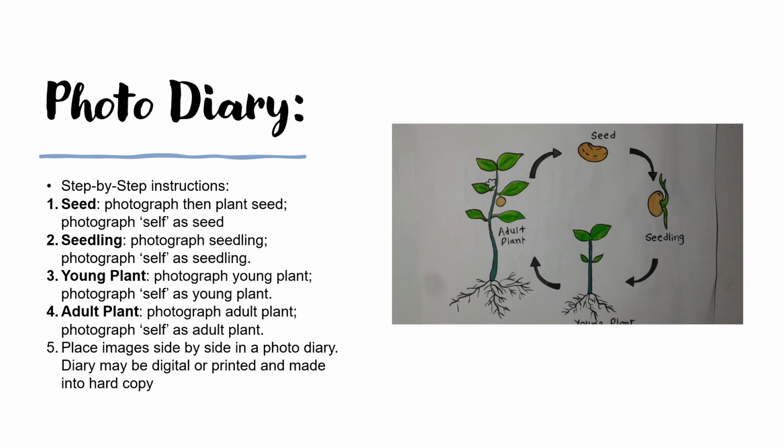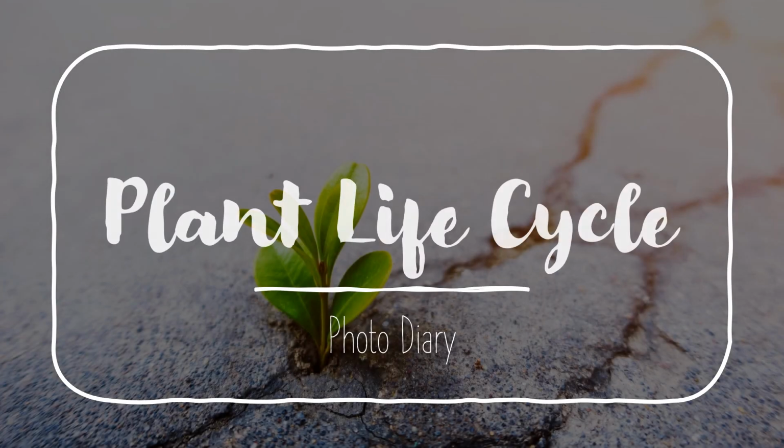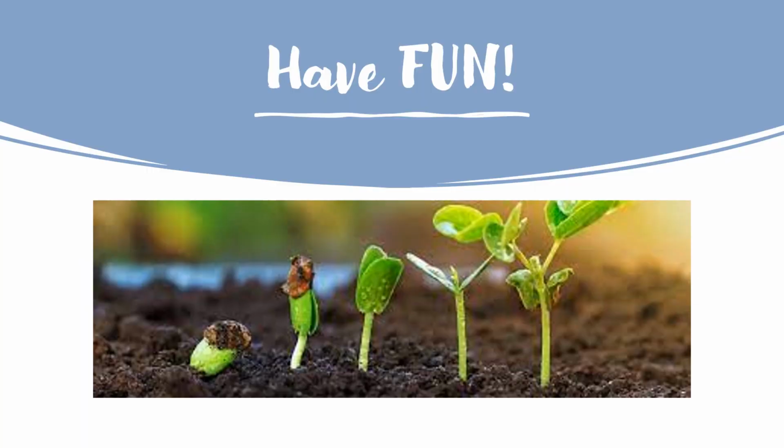The diary may be digital or printed and made into a hard copy. Here's an example of a digital My Plant Photo Diary. You can see the various stages of the plant's life cycle from the seed, seedling, young plant, and adult plant. Plant life cycle photo diary, Art Jam.